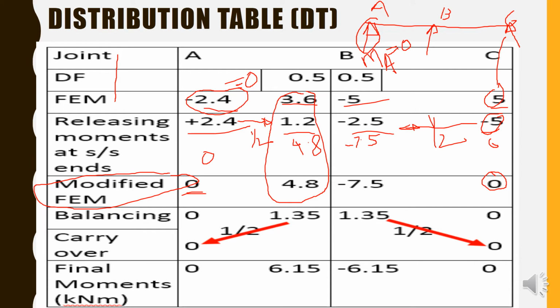In this condition, the moment at A is 0, so this is satisfied. The moment at C is 0, so that is also satisfied. Now the next job is to ensure that the moment at B is 0. If we observe here, it is 4.8 at one end and minus 7.5 at the other end, so it is not 0 as of now. To make it 0, take 4.8 minus 7.5, which gives minus 2.7.